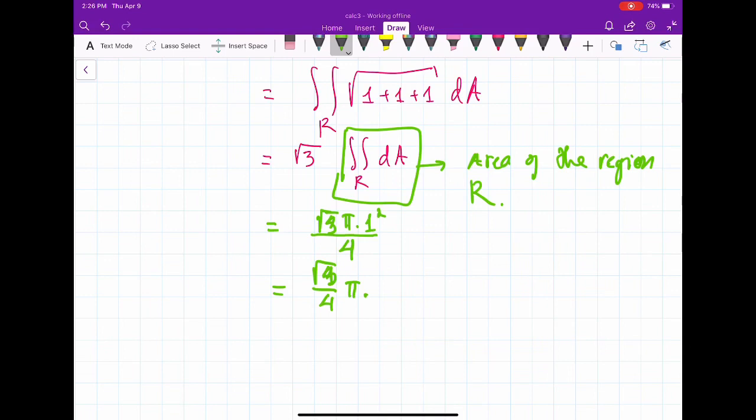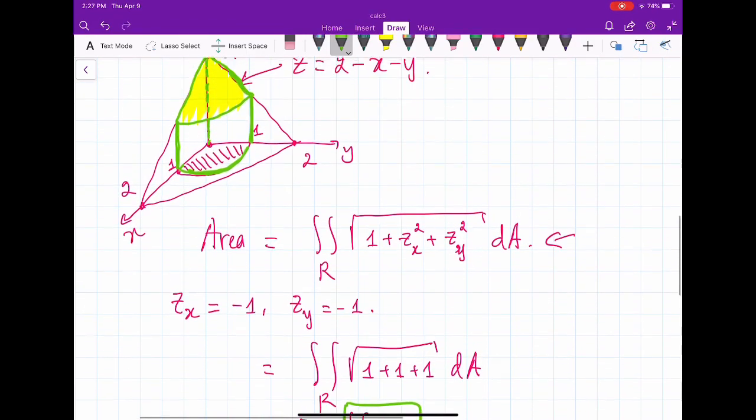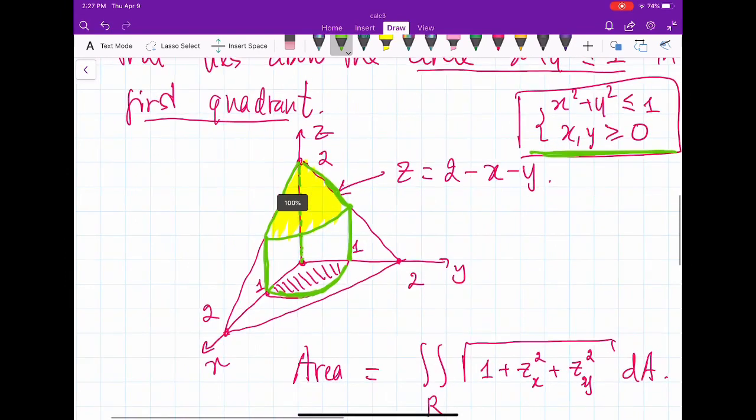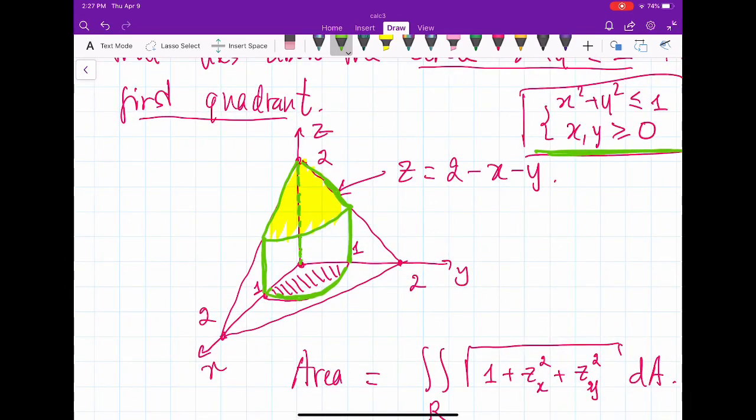Luckily, in this situation, we don't have to rewrite our integral in terms of an iterated integral. I would like to mention one more thing. Our surface is above the xy plane. That's why we can use a double integral to find area.